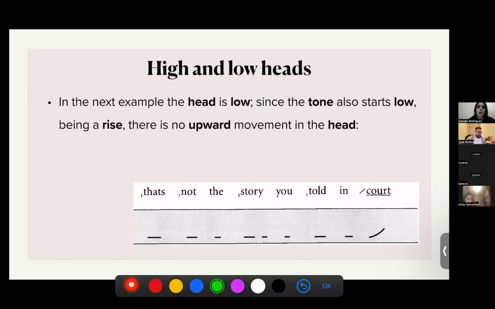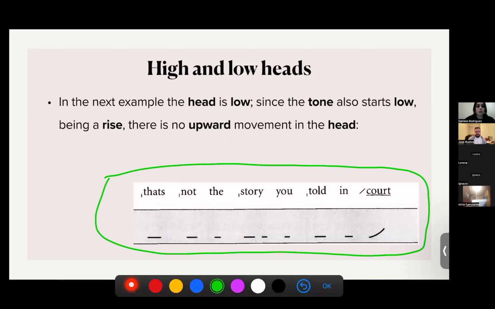Ms. Rodriguez, how will you pronounce this one with low head if you pay attention to the illustration? That's not the story you told in court. Very good. Very good.